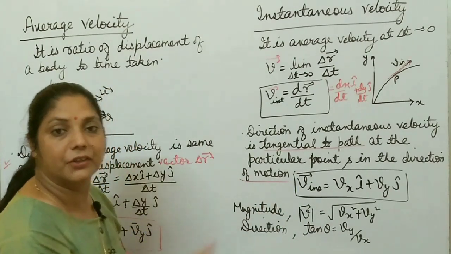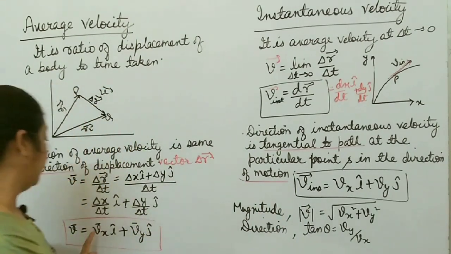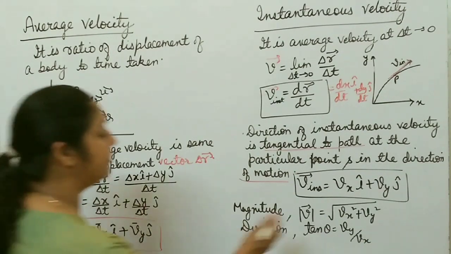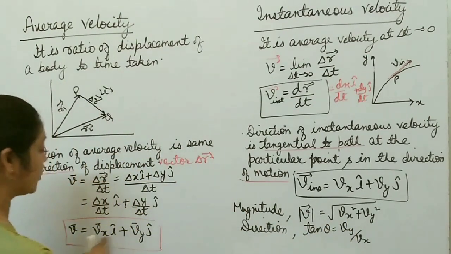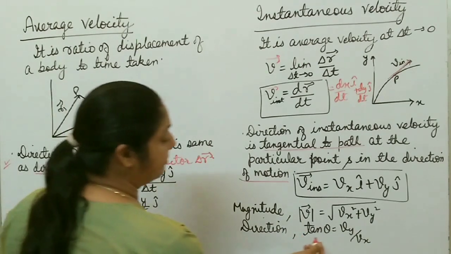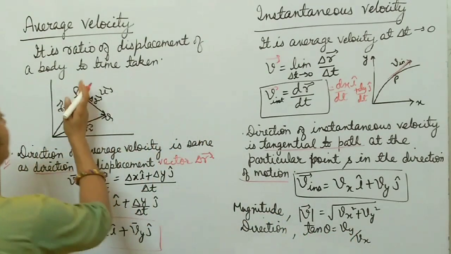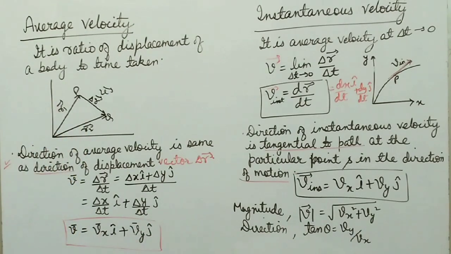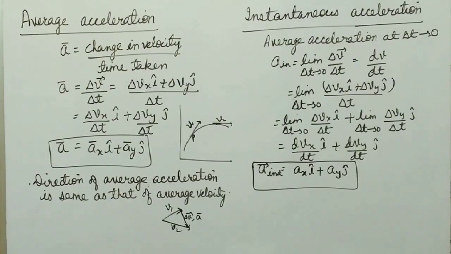What is the magnitude of this velocity? vx i plus vy j, this is the velocity vector. What is its magnitude? Magnitude is mod v equals the square root of vx squared plus vy squared. And its direction is what? Direction is given by tan theta equals vy by vx. So these are about average velocity and instantaneous velocity. After that, we'll discuss average acceleration and instantaneous acceleration.